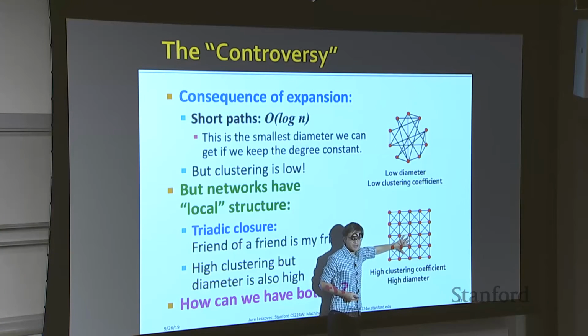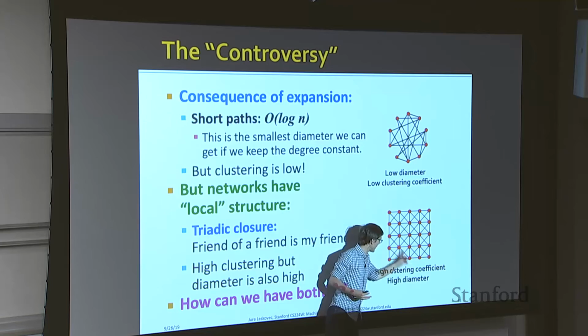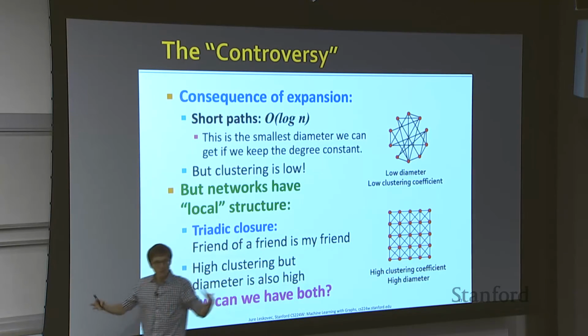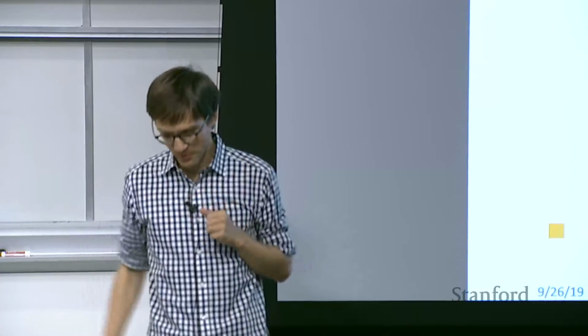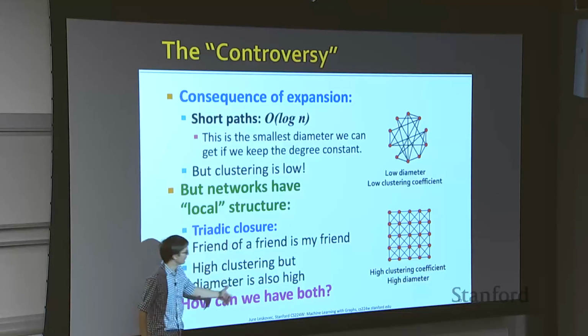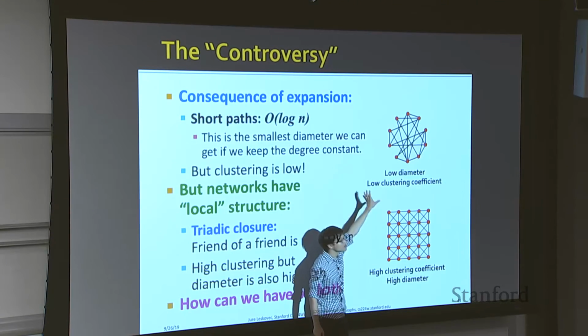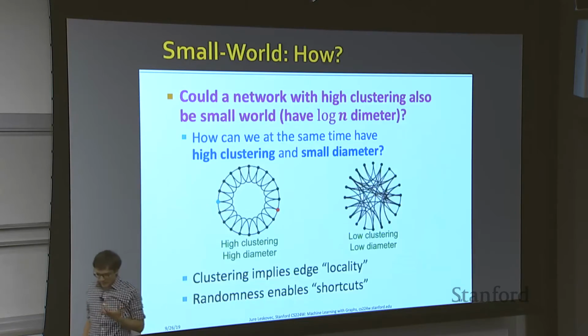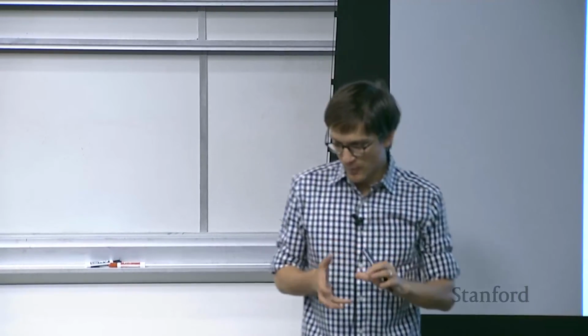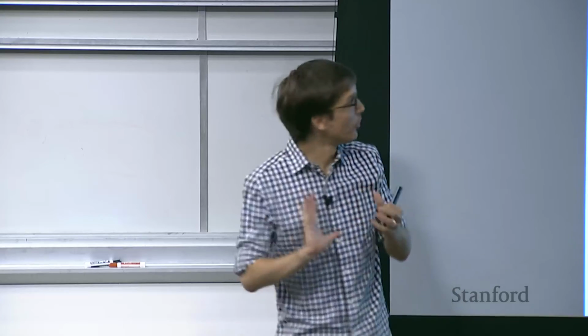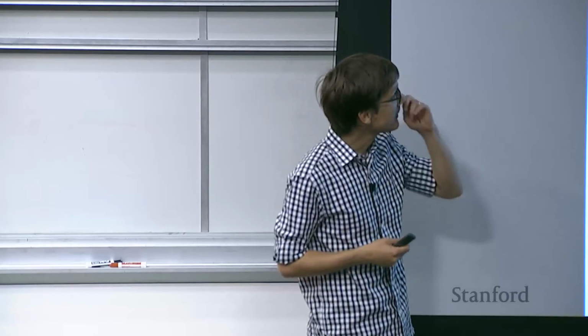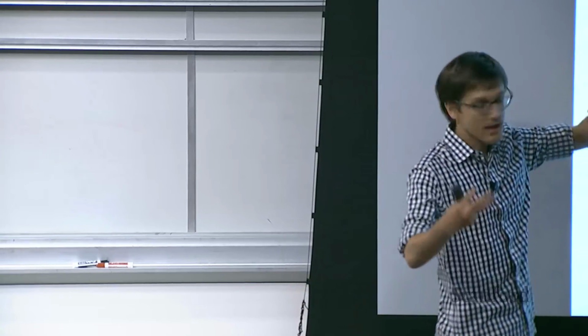But if clustering is high, then the network must look something like this, right? It has a lot of these redundant edges that connect friends of friends, so they don't contribute to making the diameter small. So the question becomes, can I have both? Can I have a lot of these triadic structures, these triangles of connected nodes, but still have small diameter? And this model was invented, I think, exactly 20 years ago, in 1999, where people were asking, how could a network with high clustering also be small world, meaning have small diameter?